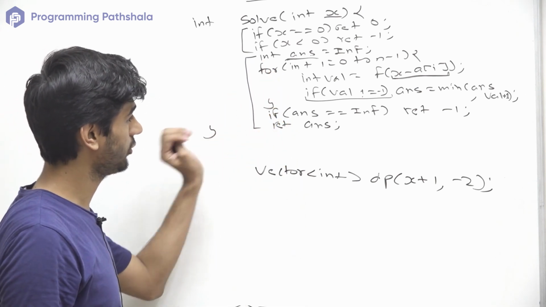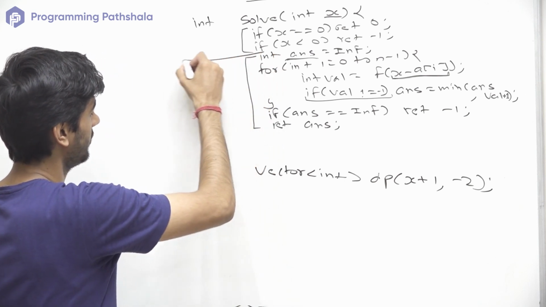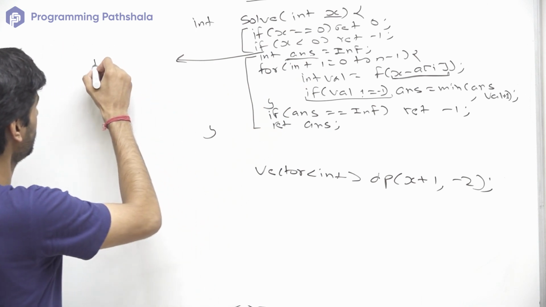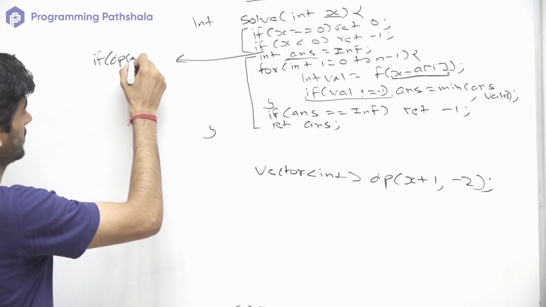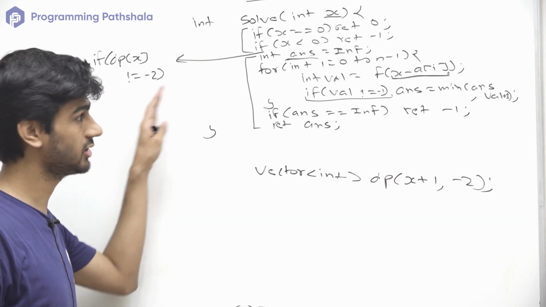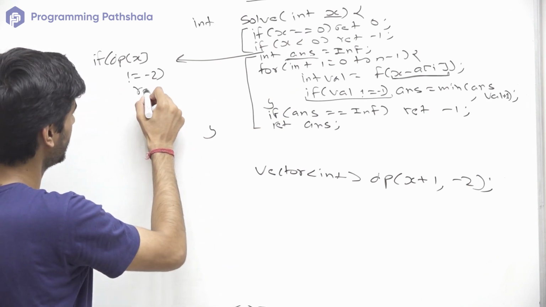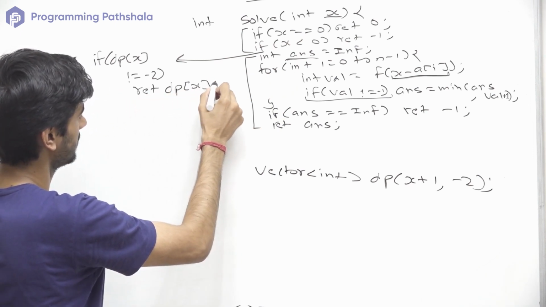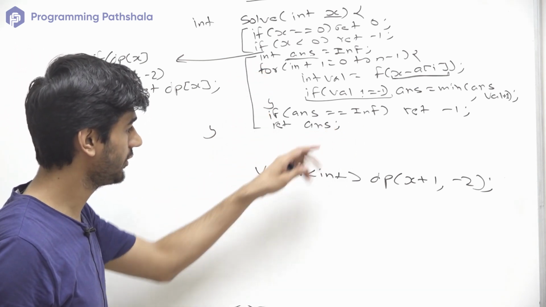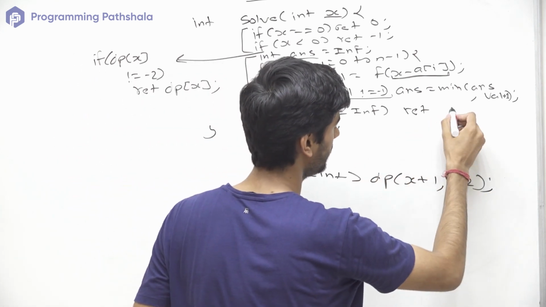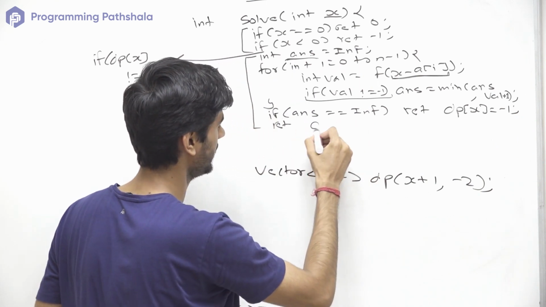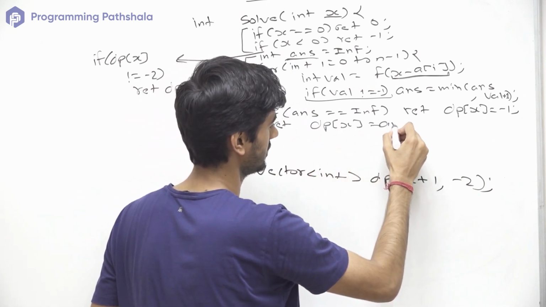So before calculating the answer for f of x, we need to check. So we will have an if condition here. We need to check if we have already calculated an answer for this x or not. So if dp of x is not equal to -2, that means we have already calculated the answer for the given x. So in that case, we can return dp of x, right? Otherwise, we will calculate the whole answer, and before returning, we will store it. So before returning, we will say dp of x will be equal to ans, right?